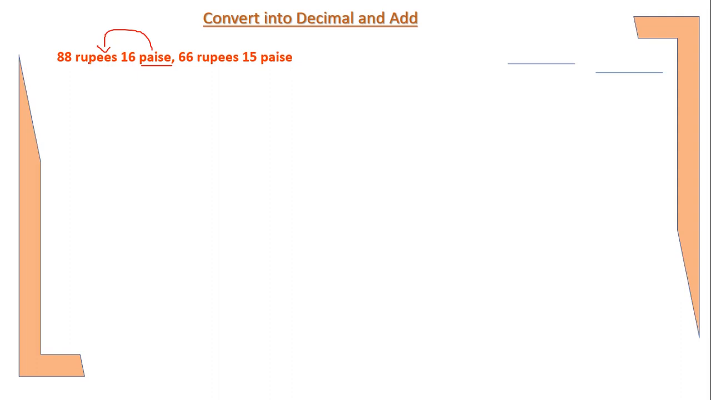Because of that, I will convert this 16 paise to rupees. We know that 1 paise is equals to 1 by 100 rupees. 16 paise is equals to 16 by 100. After converting this fraction to decimal, we will get it as 0.16 rupees.